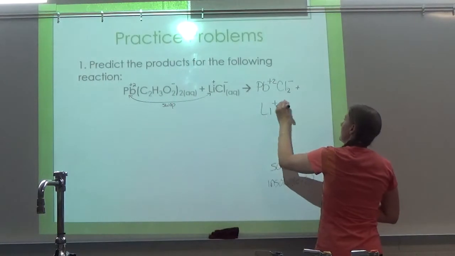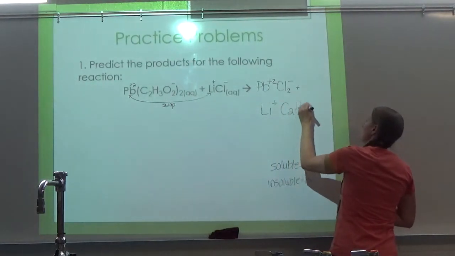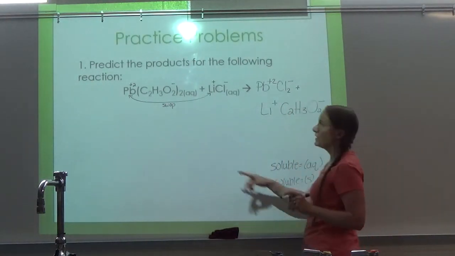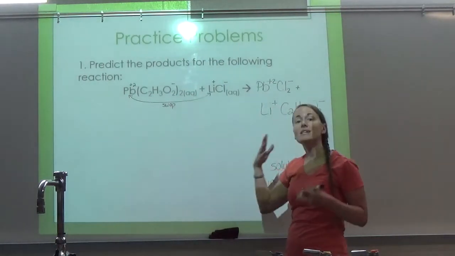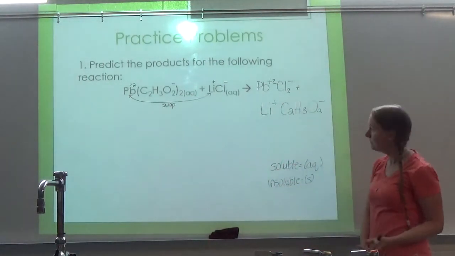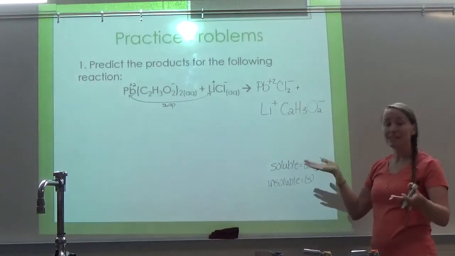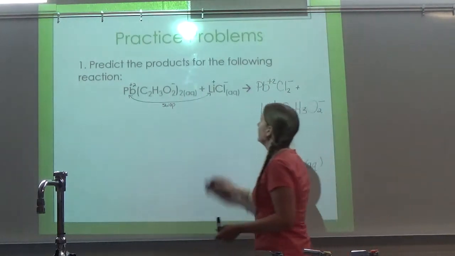So I have lithium positive, C2H3O2 negative. So again, notice I did not pull the extra 2 because that only happens when it bonds with lead. So next step is let's balance this equation.